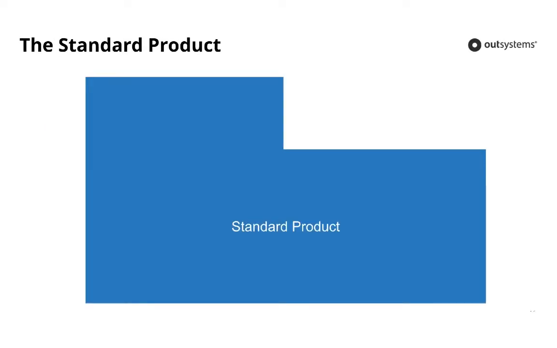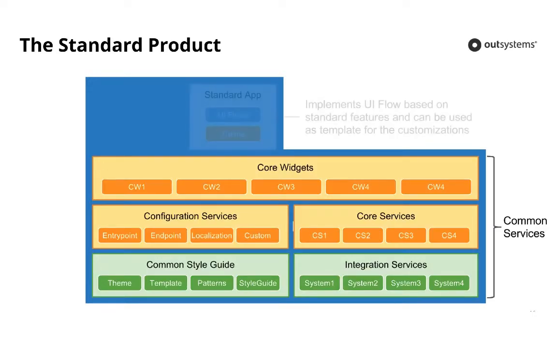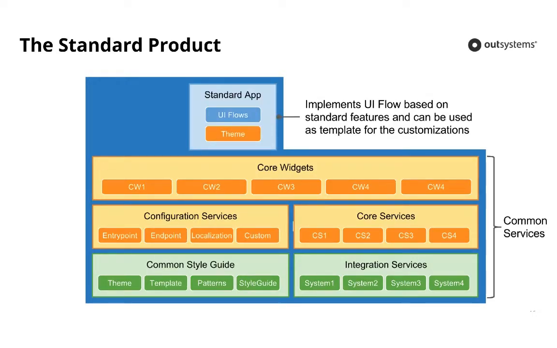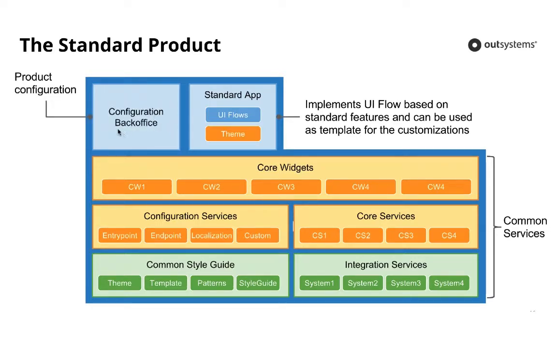Let us deep dive on the standard product. The standard product is constituted by common reusable services, the standard application itself that implements the standard UI and can be used as a template for customizations, and finally, a backoffice to configure the product per installation.